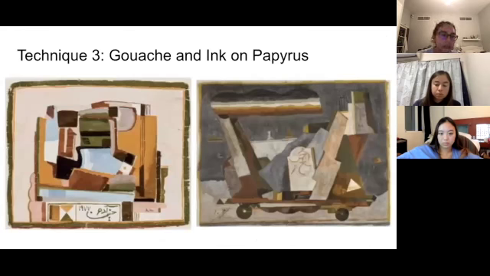The third technique that I will talk about is gouache on papyrus. So gouache in and of itself is a very foreign technique to me. It is a type of water media, and it is typically described as a combination of both watercolor and acrylic paint characteristics. I also found it very interesting to learn when artists use non-typical platforms or bases for their pieces, such as canvas or paper, and instead use unique bases like papyrus, which is a type of thick paper that was made out of a certain plant and was used back in ancient Egypt.